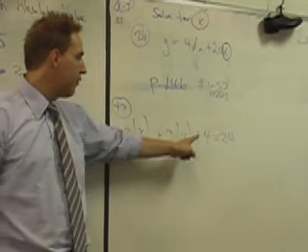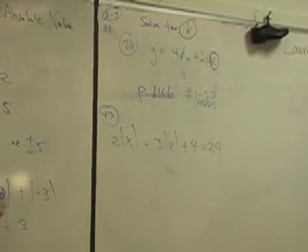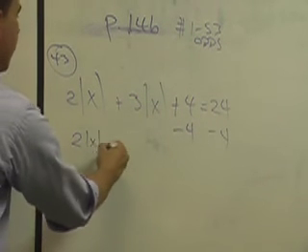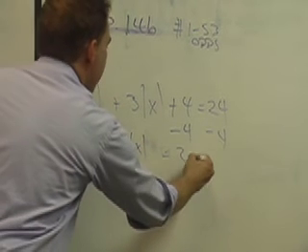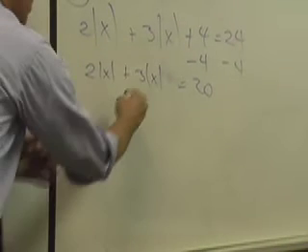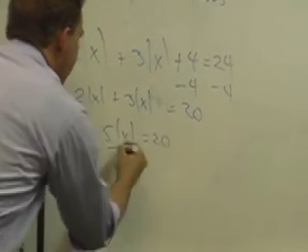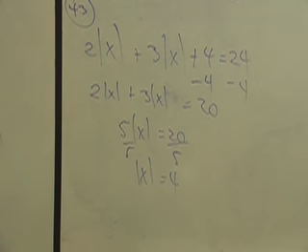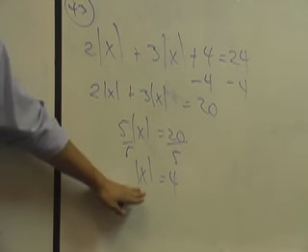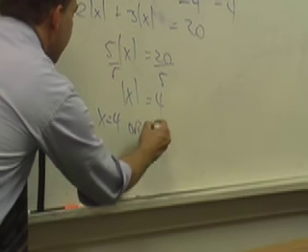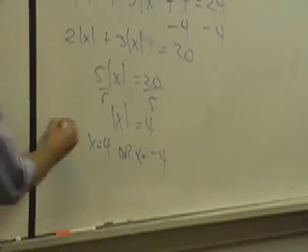Positive, negative, every time. 2 absolute value x plus 3 absolute value x plus 4 equals 24, number 43. What's our first step? Subtract 4. Good job, Pepper. You're smart. 2 absolute value x plus 3 absolute value x equals 20. Now we can actually add those. It's a little weird, but we have 2 of this and 3 of that. We get 5 absolute value x equals 20. We divide by 5 on both sides. We get absolute value x equals 4. Now we chop it. We can't chop it until we get it down to be alone. This is the only time you can chop it. What do you get when you chop it? X equals 4 or x equals negative 4. There we go. That's it right there.